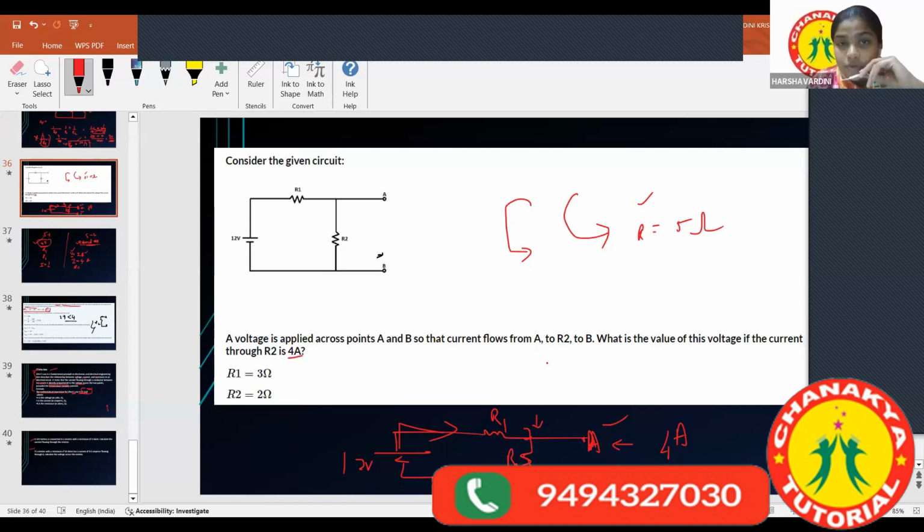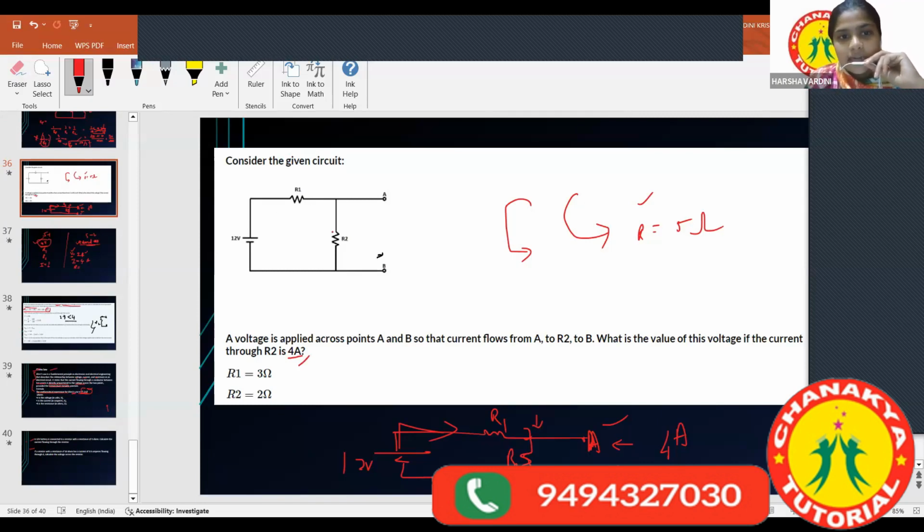Yeah, so that's what I'm trying to say. If you just read the question, you will understand. If you're very good in English, it's very easy to understand. But normally, if you cannot find the keyword, you should think whether this 4 ampere is the total current or not.